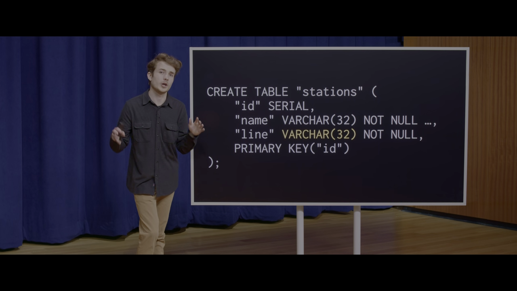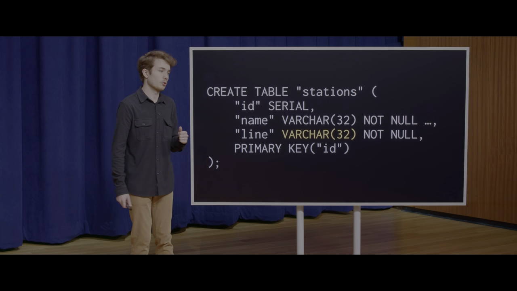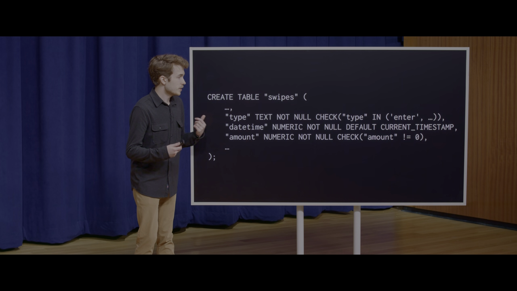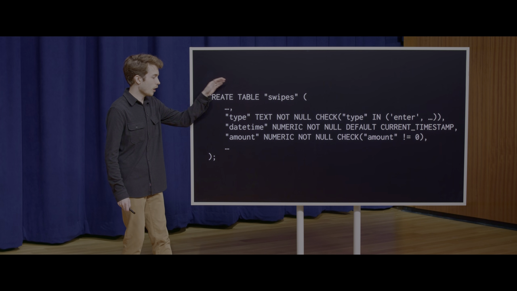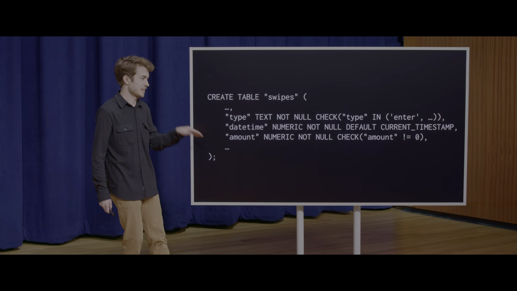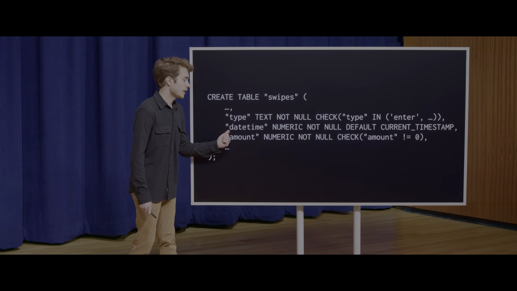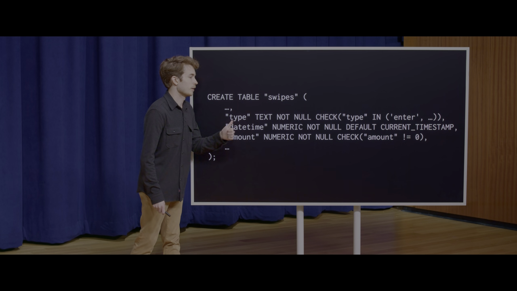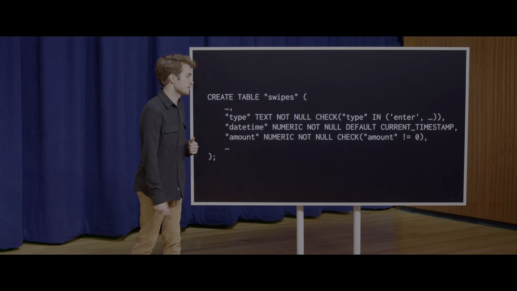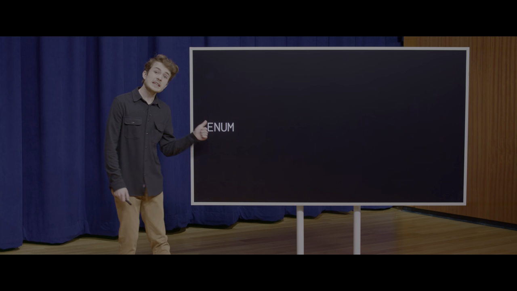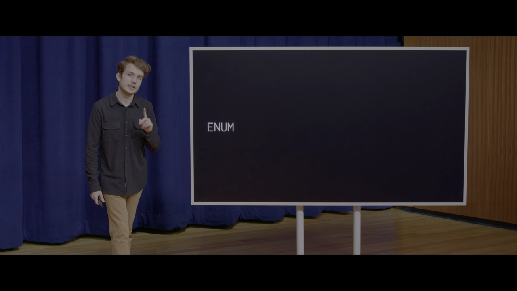The real differences, though, come not in our stations table, but actually inside of our other table, this one called swipes. So this here was our swipes table, or some section of it. We had IDs up top and primary key and foreign key constraints down below. Now remember, we had type of text, date time of numeric and amount of numeric as well. Well, Postgres offers some other types we could use to update these as well. Among them are enum, our old friend again. But we use enum a little bit differently.